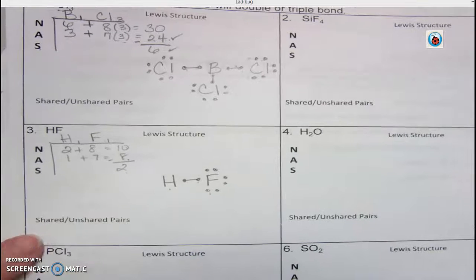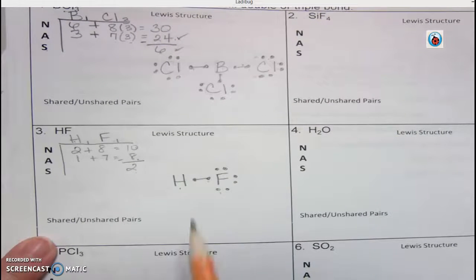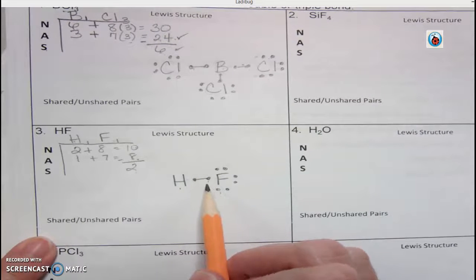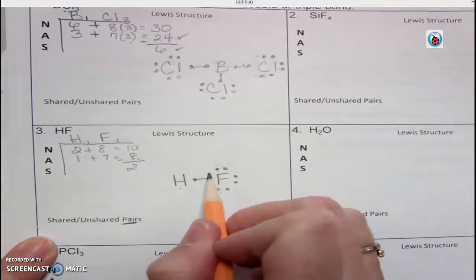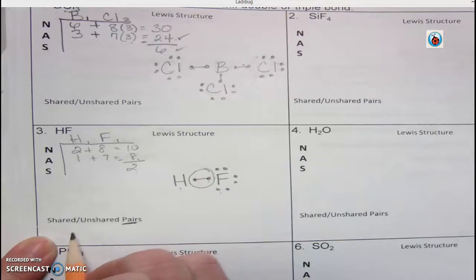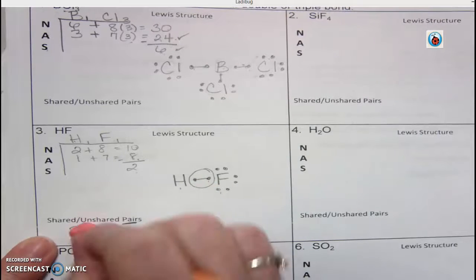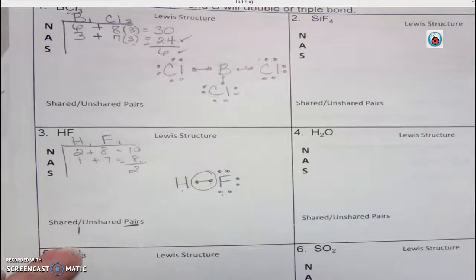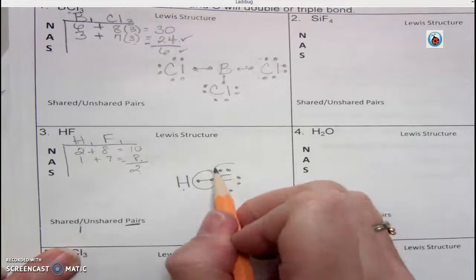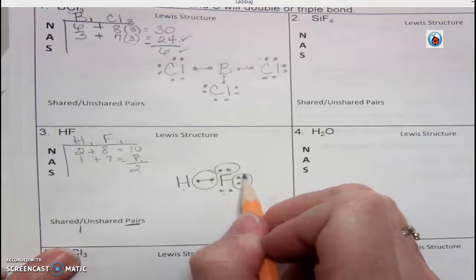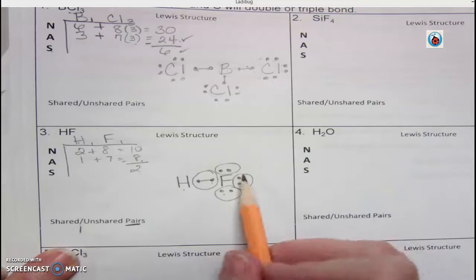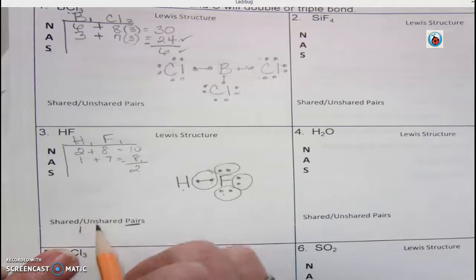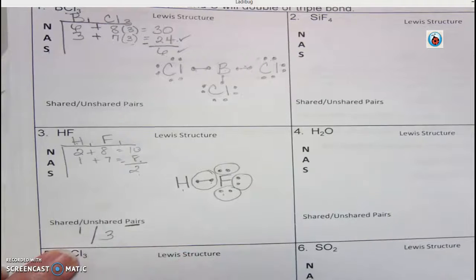And then here we're going to do shared versus unshared. So how many electron pairs are shared? So I've got 2 shared pairs, or 1 shared pair, sorry. 1 shared pair of electrons. And how many are unshared? Again, talking about pairs, so I'm going to group those together. So I've got 3 unshared pairs of electrons on that one.